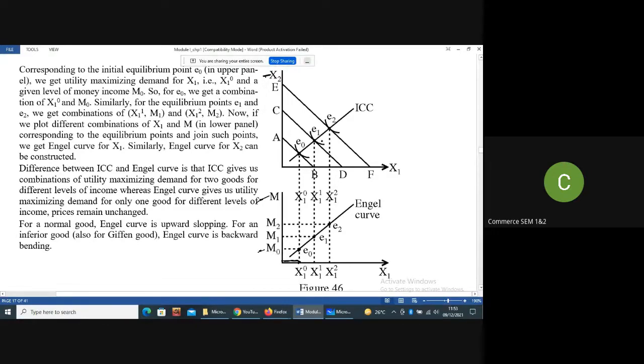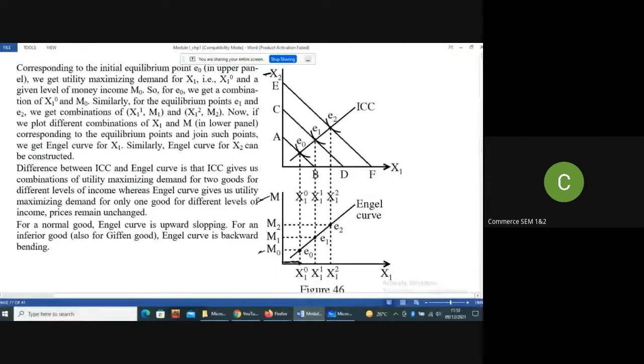Similarly, for a higher level of income, M1, CD is the budget line. So corresponding to the CD budget line, equilibrium is taking place at point E1. So at point E1, your equilibrium consumption will be X11. So if you plot it here, you get this point E1. Similarly, you will get point E2. So if you join these points, what you get is called the Engel curve. Clear?